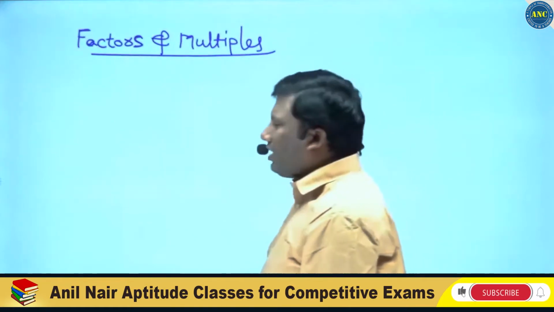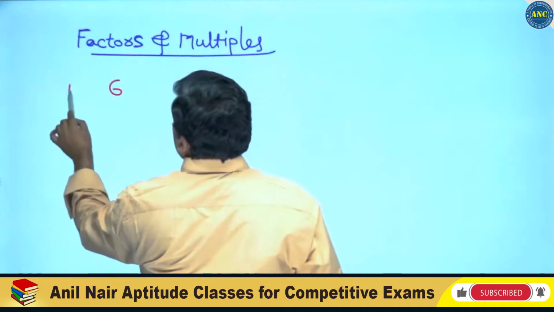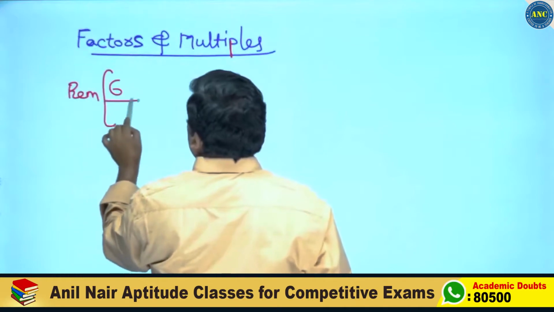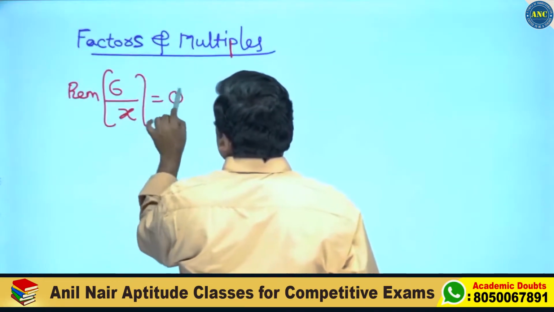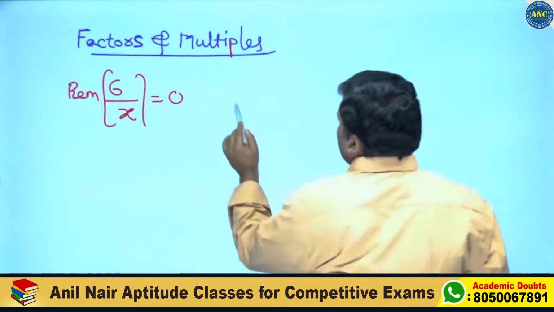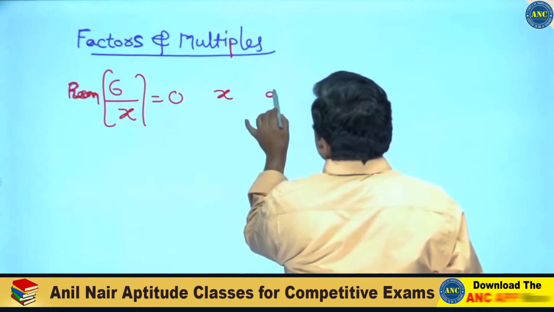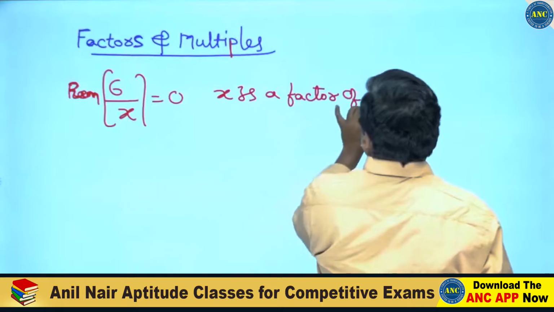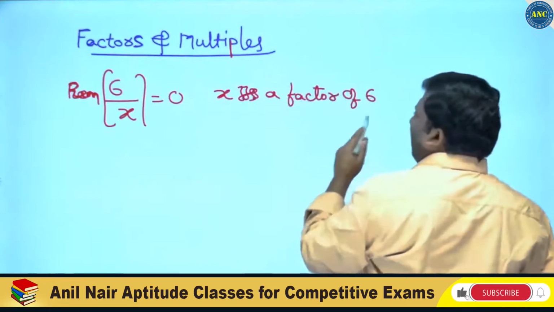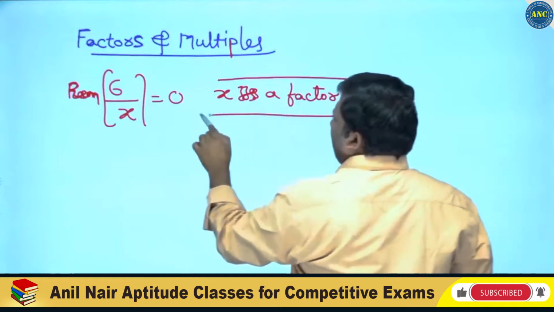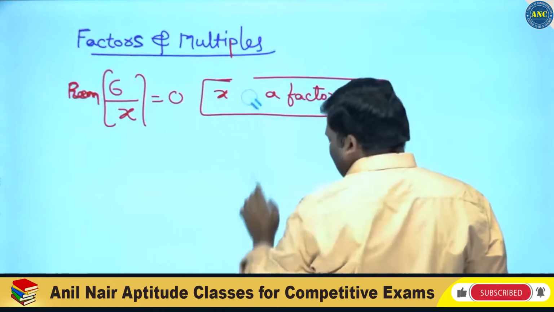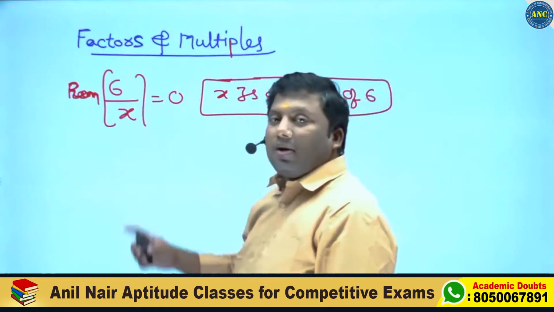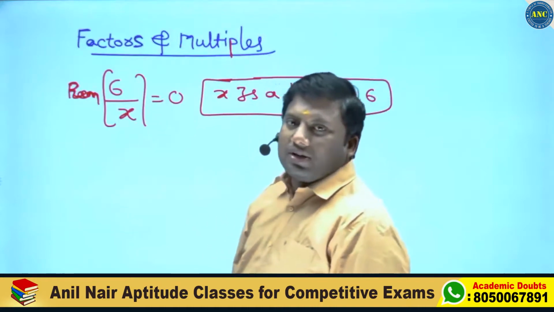What is a factor? Suppose I took a number 6. 6 is divided by some natural number x, and the remainder is 0. Then x is a factor of 6. A number when divided by any other number, if the remainder is 0, then that number in the denominator is said to be a factor.